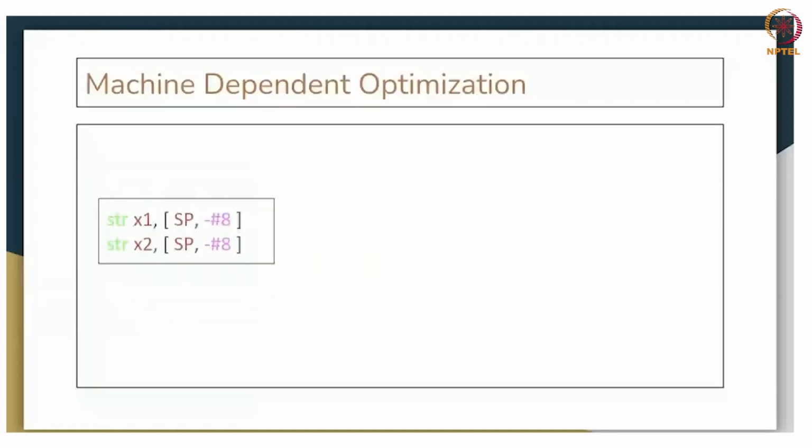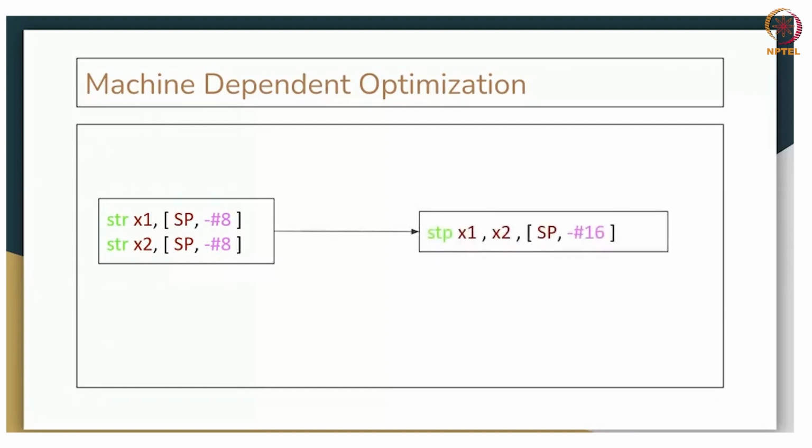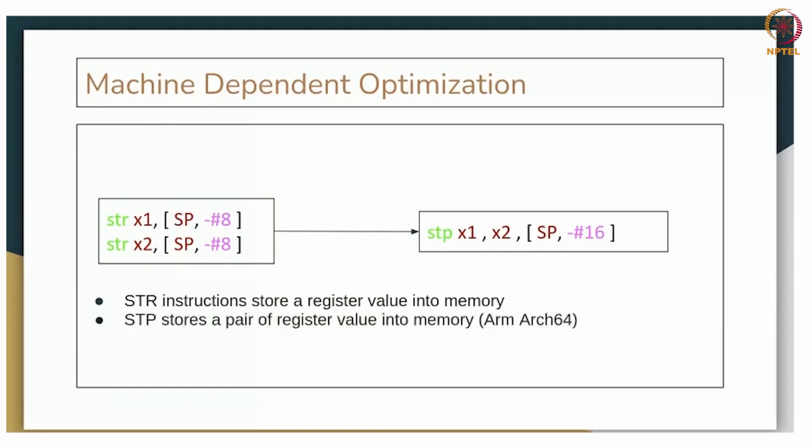So for machine dependent optimization, here there is str x1, [sp, #-8] followed by str x2, [sp, #-8]. Here we are storing two integer values to the stack. This can be replaced by stp x1, x2, [sp, #-16]. This is a single instruction. The str instruction stores a register value into memory. STP stores a pair of register values into memory, that is AArch64.